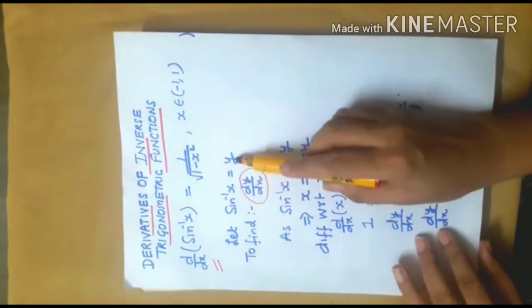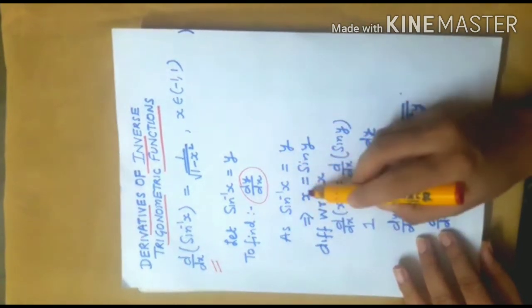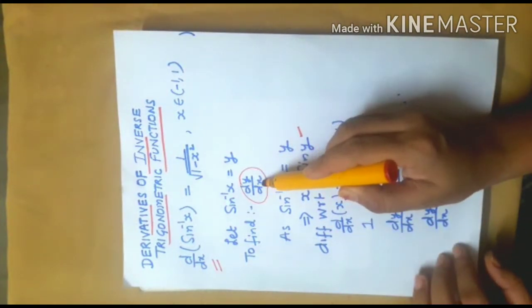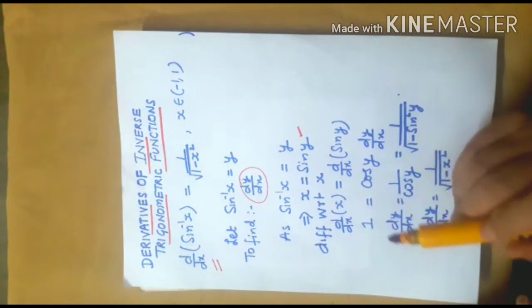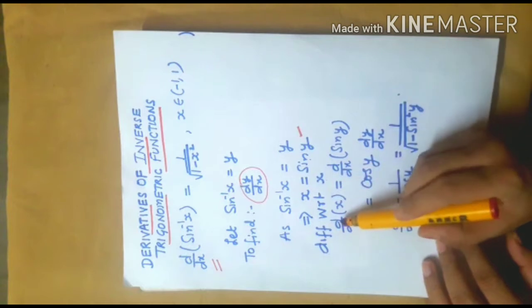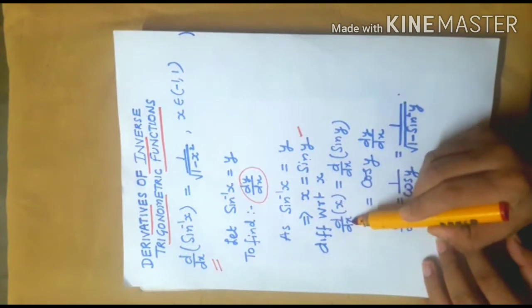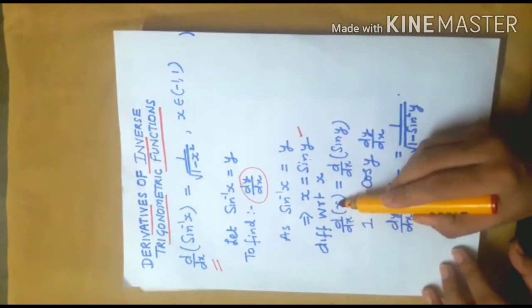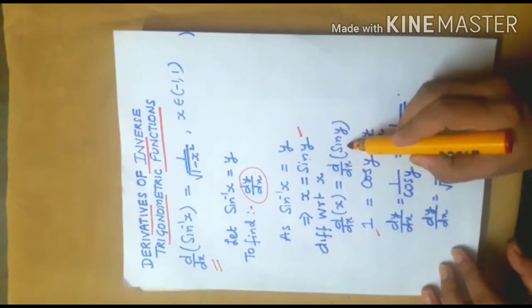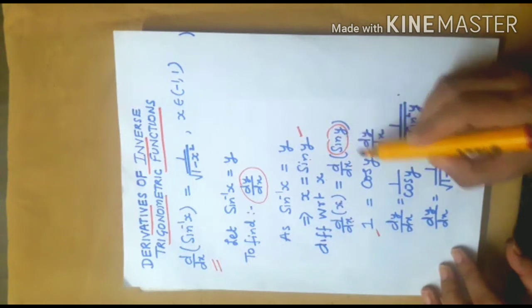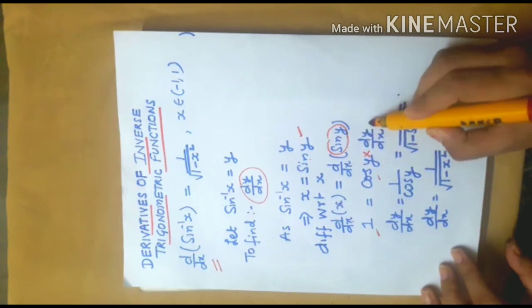Now as sine inverse x is equal to y, this implies x will be equal to sine y. As I want dy by dx, I have to differentiate with respect to x. So I differentiate both sides with respect to x: the derivative of x with respect to x, and the derivative of sine y with respect to x. The derivative of x with respect to x is 1, and here first I'll compute the derivative of sine y with respect to y, which is cos y, into the derivative of y with respect to x.